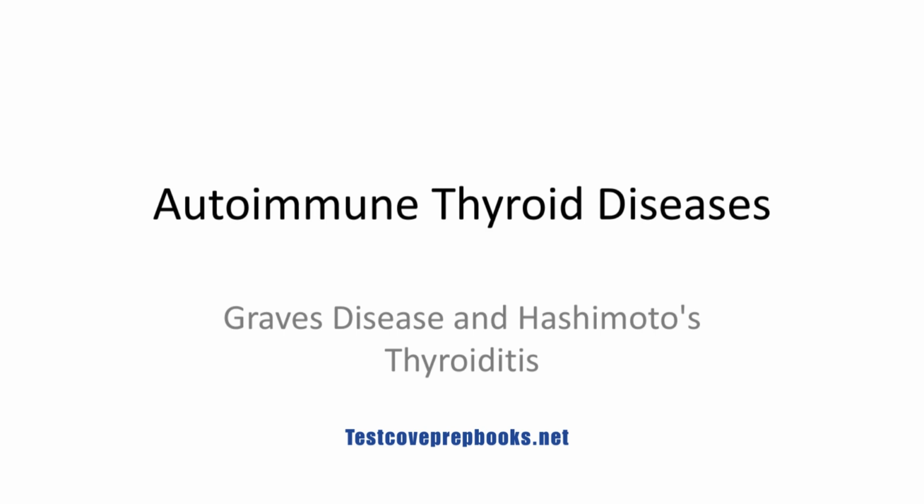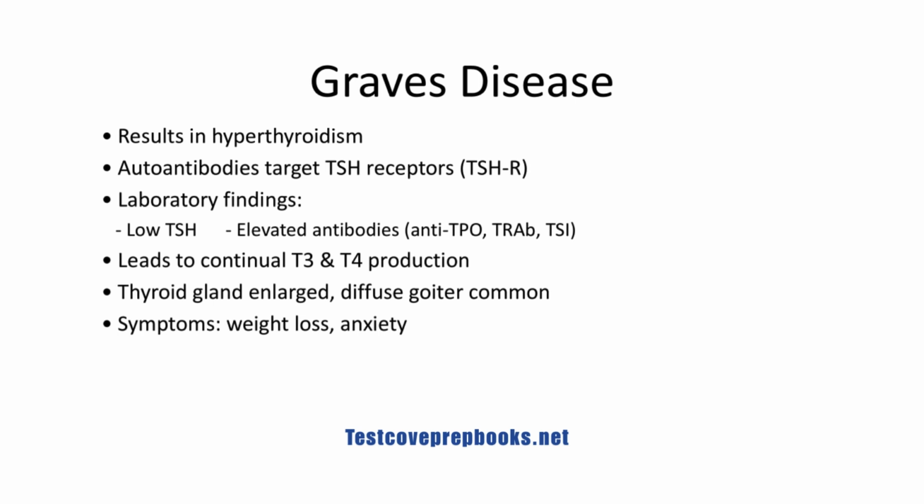Let's talk about autoimmune thyroid diseases, focusing on Graves' disease and Hashimoto's thyroiditis. Graves' disease results in hyperthyroidism, which means an overproduction of thyroid hormones. In this condition, autoantibodies are directed against the thyroid-stimulating hormone receptors on thyroid cells. Because of this constant stimulation, thyroid hormone production continues unchecked. In laboratory results, thyroid-stimulating hormone, or TSH, is typically low, while thyroid antibodies are elevated.